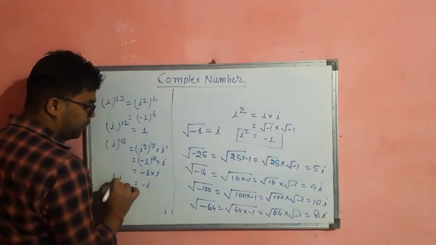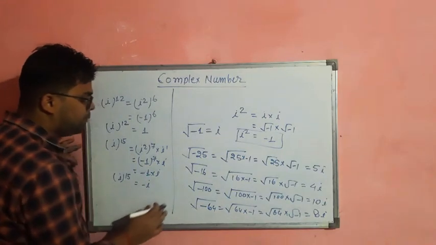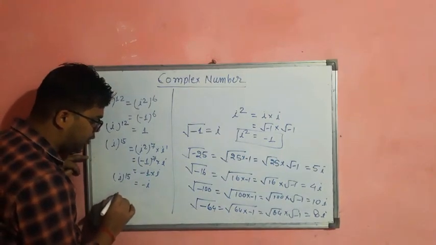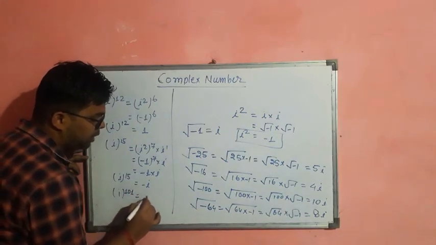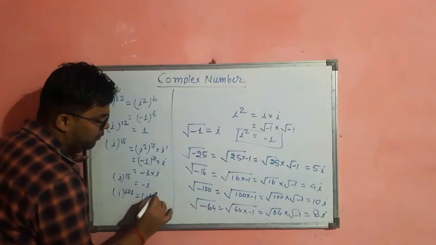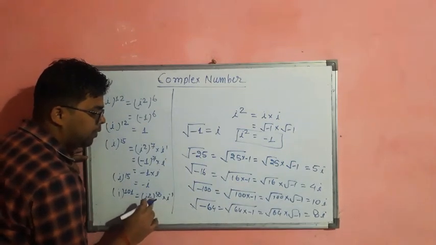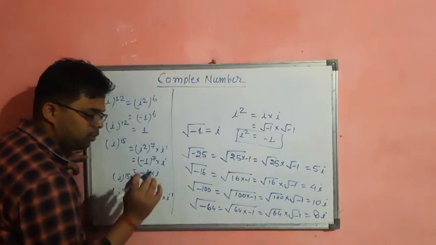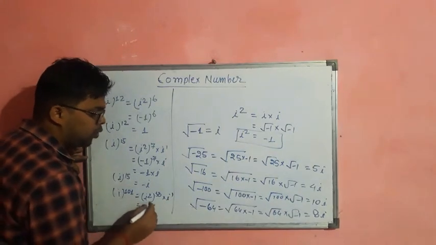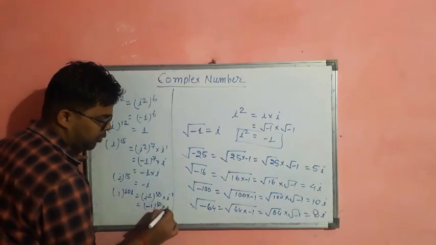So i to the power 15 is equal to minus i. Similarly, if I ask you what will be the value of i to the power 101, this can be written as (i to the power 2) to the power 50 into i to the power 1, because (i to the power 2) to the power 50 will equal i to the power 100, and into i to the power 1 will equal i to the power 101. You know that i squared is equal to minus 1, so it is (minus 1) to the power 50 into i.